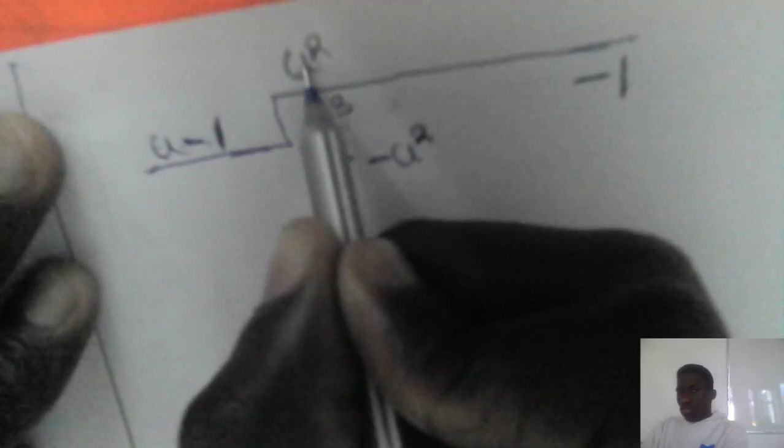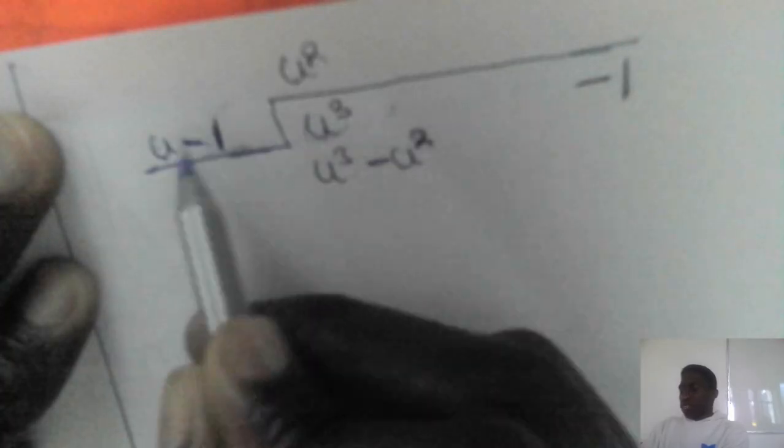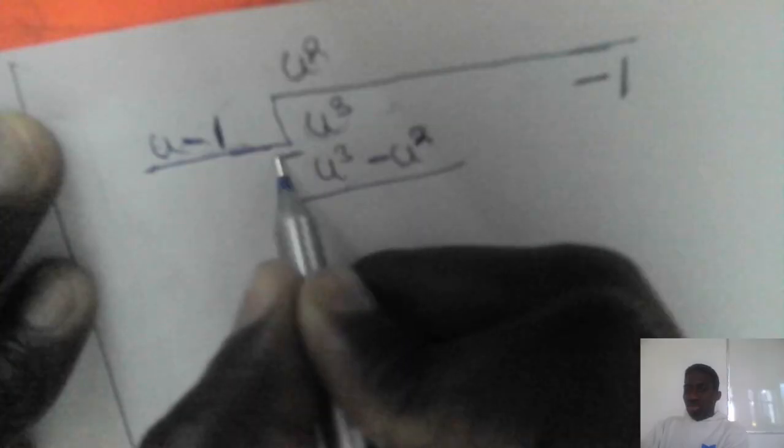So if you notice what I did, I first of all used u cubed to divide u, getting u squared, then u squared multiplied by everything here. Both u and minus 1 are being multiplied by u squared. So we get u cubed minus u squared. Now you're going to want to subtract.